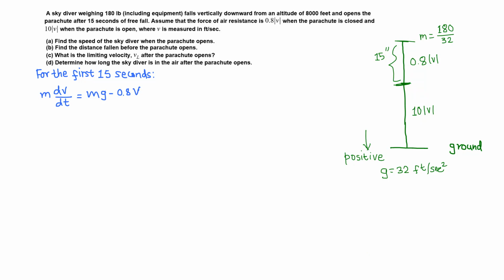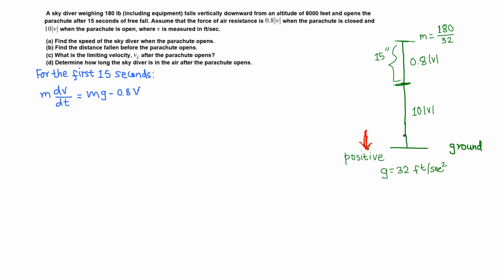Read the question carefully. The mass of the diver with the equipment is 180 pounds divided by the acceleration due to gravity, which is 32 feet per second squared. The pounds divided by this g will be the mass, and let's assume the convention that, because everything is going downward, downward is positive.